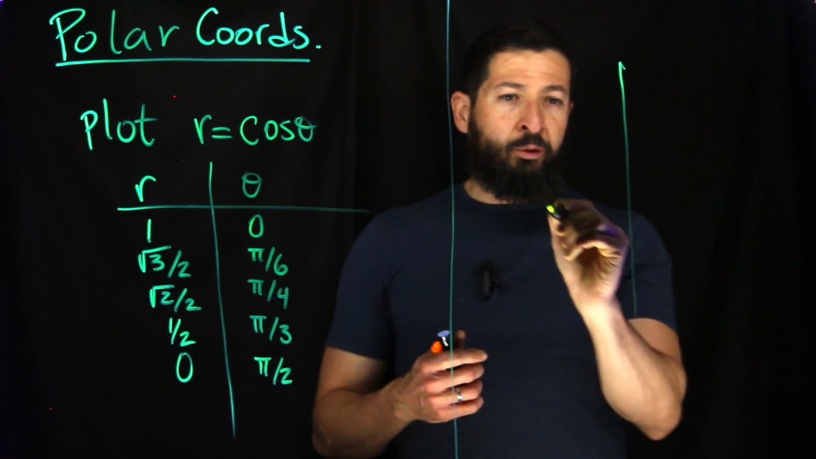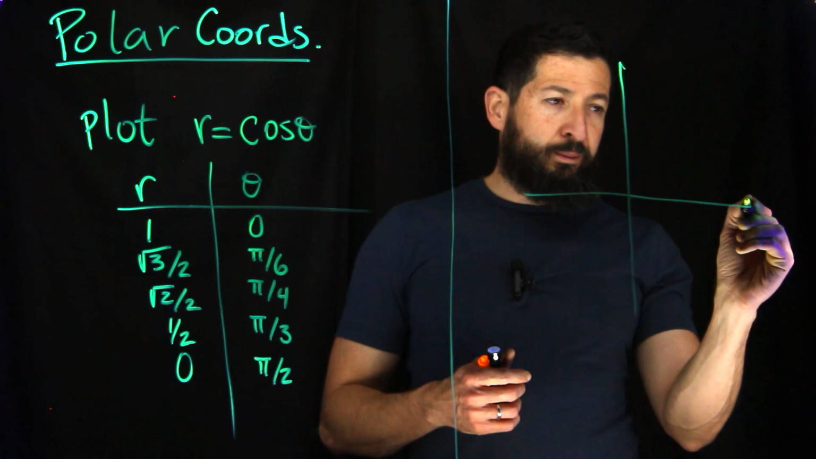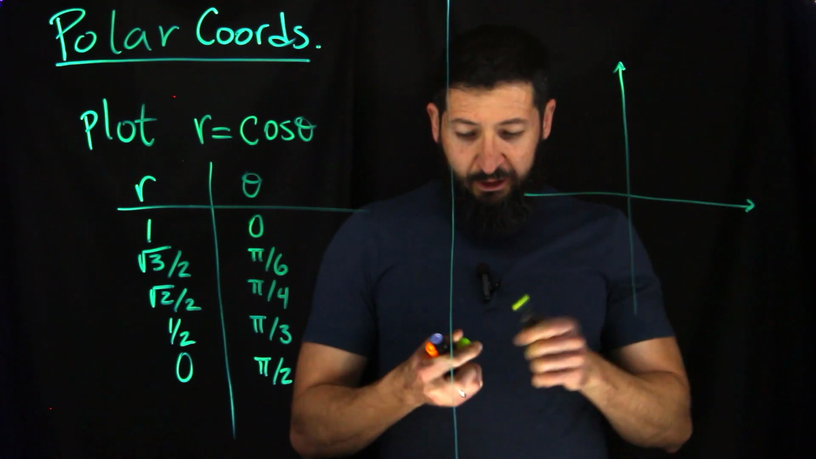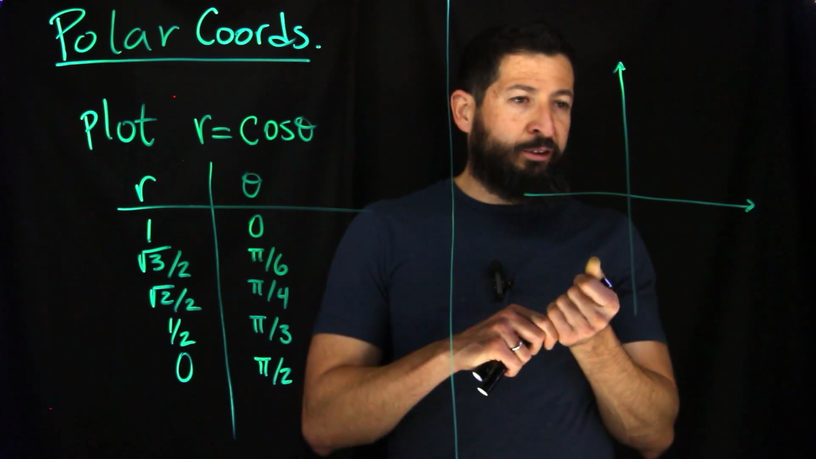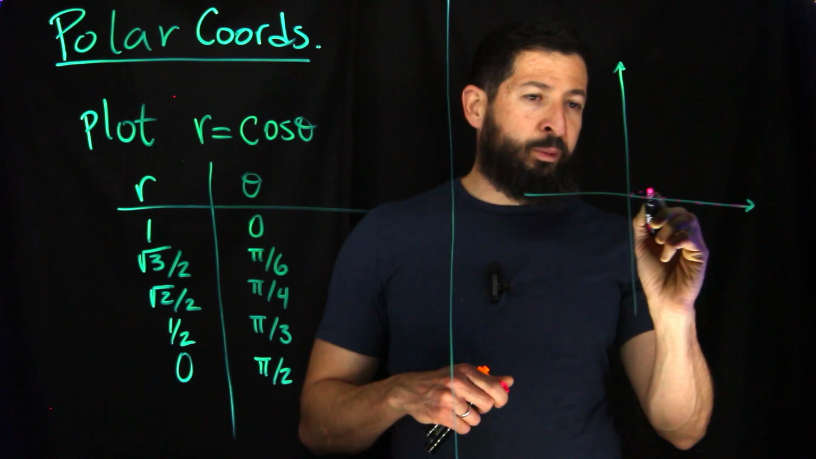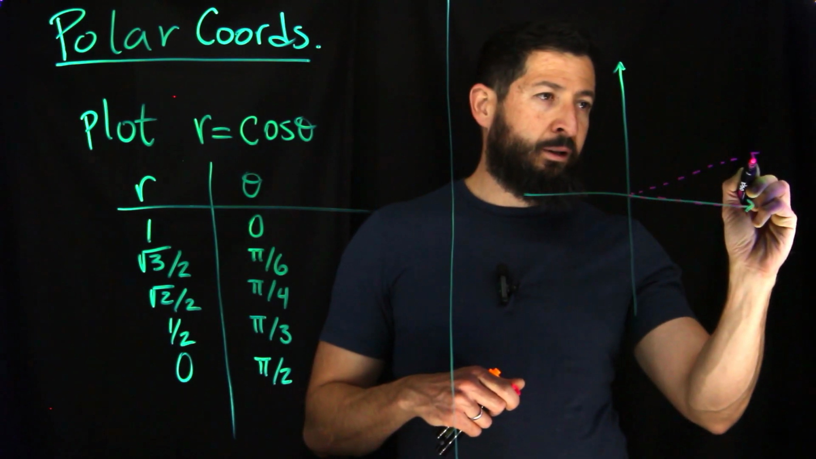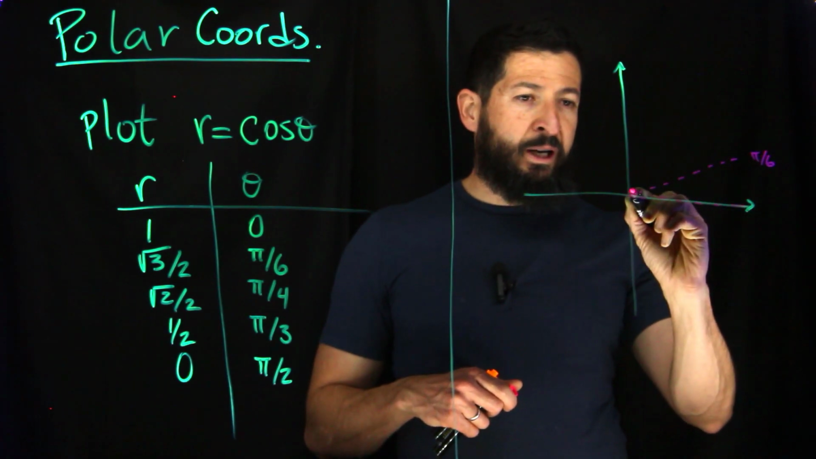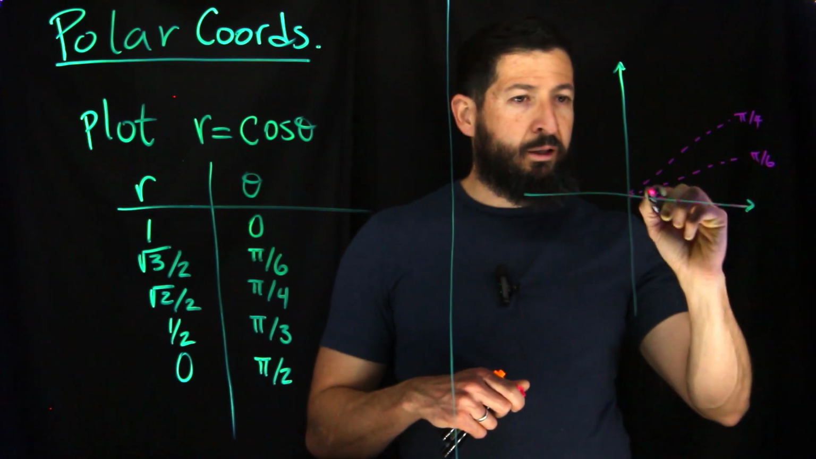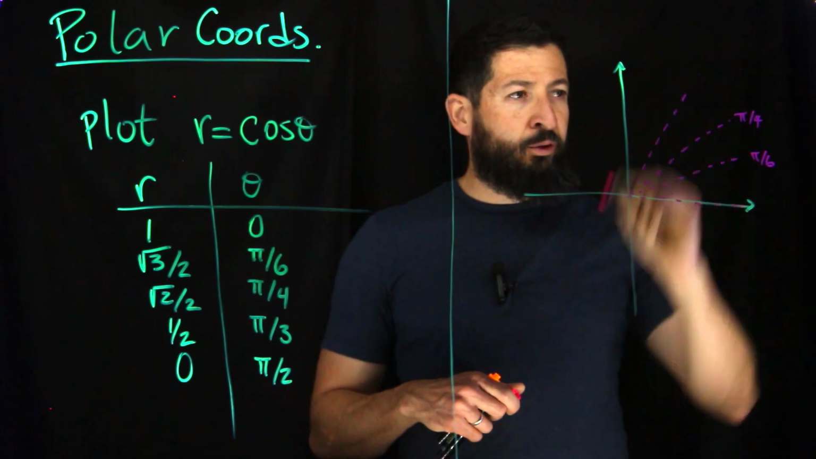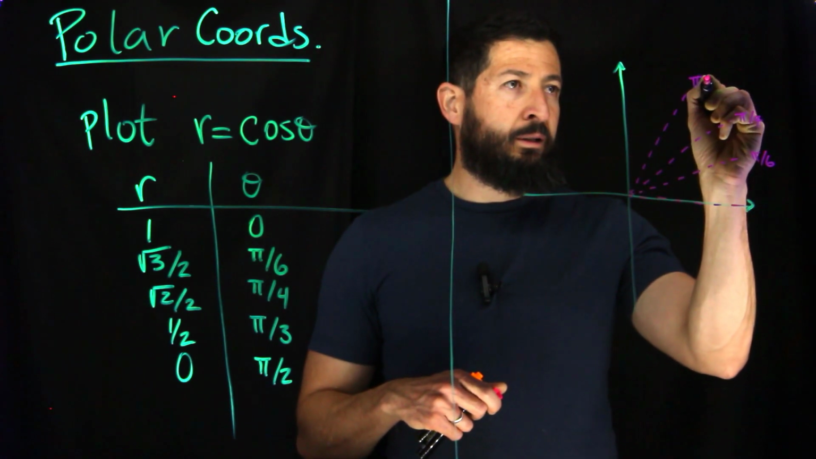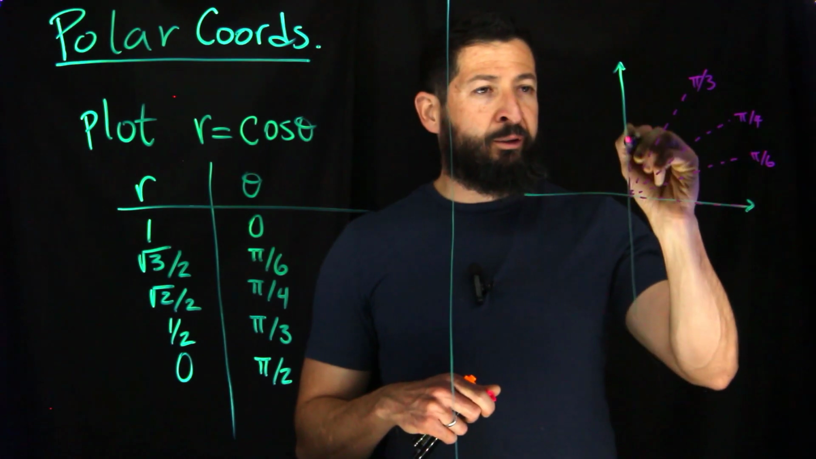So you draw your quadrants as you would, but this is what you do now. You're going to draw the angles. Angle 0, there. Angle pi over 6, pi over 4, your angle pi over 3, and pi over 2.